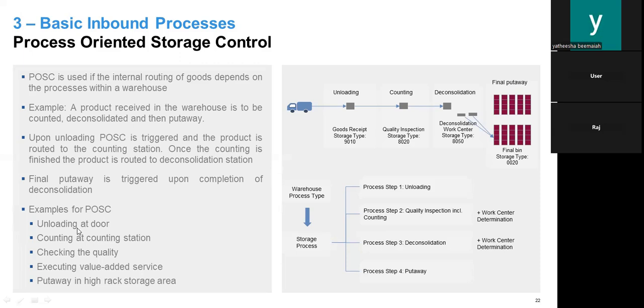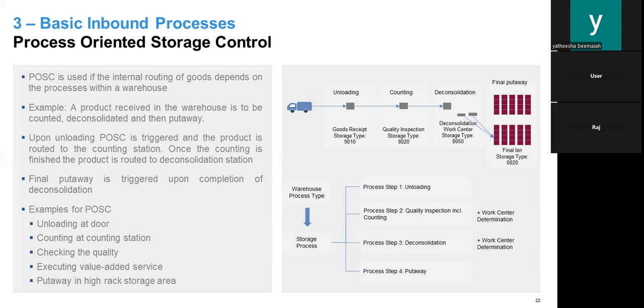Unloading is done at the door, then goods are received, then counting is done at the counting station, checking the quality of the product. And in some cases, a value add service is required. After the counting, again there is a VAS work center, similar to deconsolidation. They move to the VAS work center, where they do value add services for the received product.